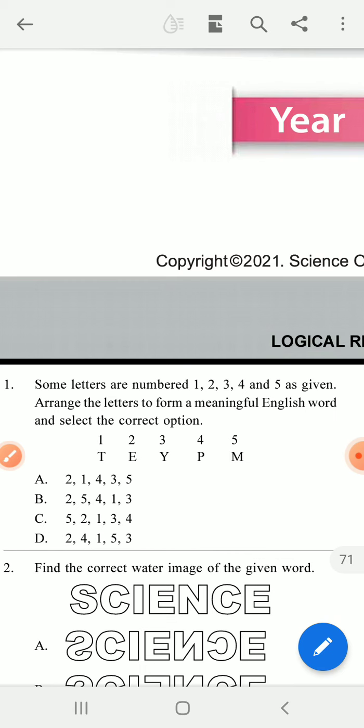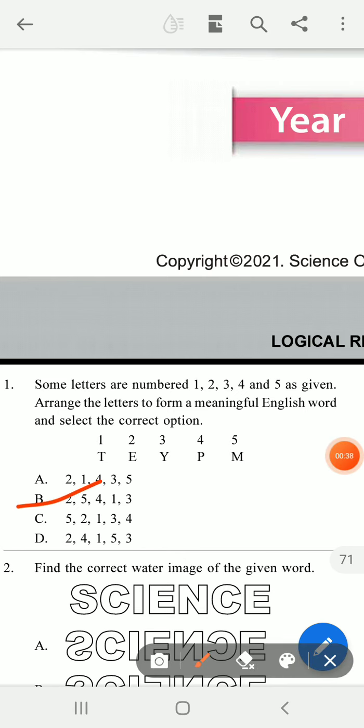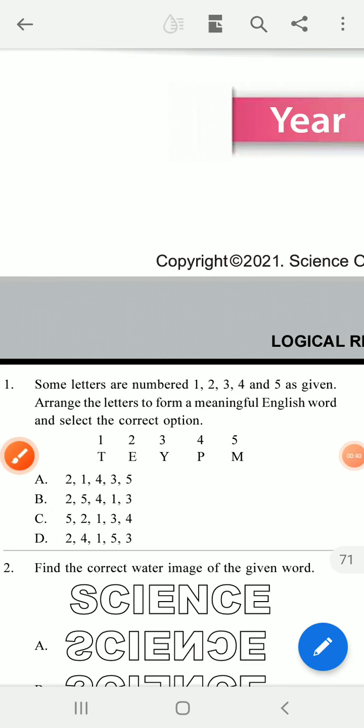So 1B. 1B is the answer, because 2 is E, then 1 is T, 4 is P, ETP, 3 is Y, ETPYM.